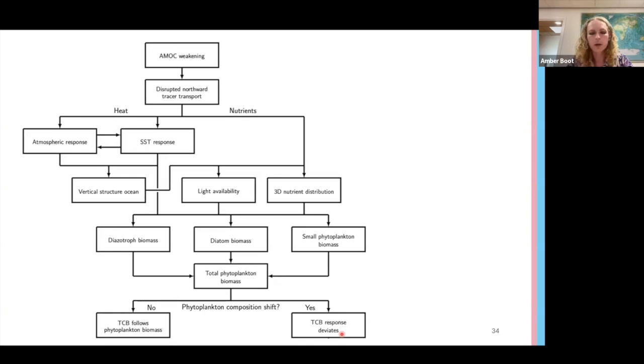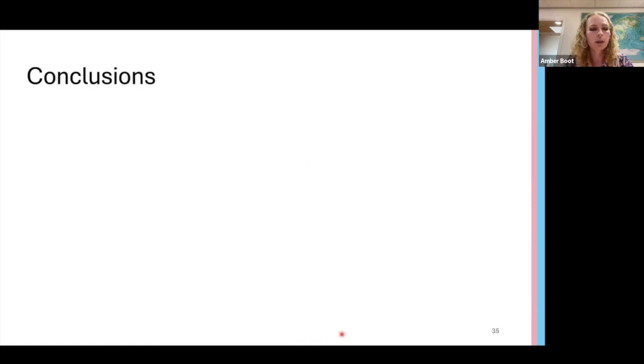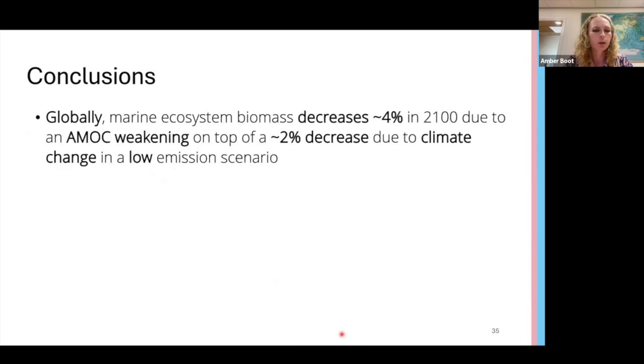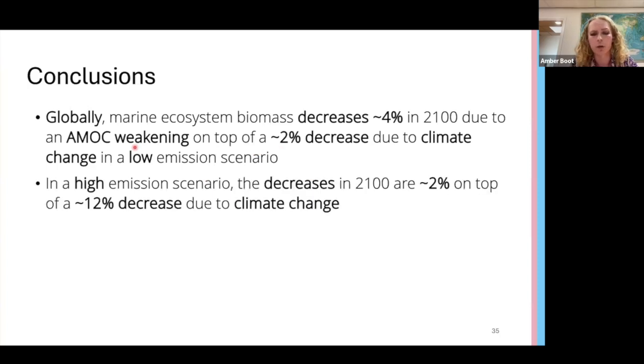Now, I've remained quite qualitative so far, but I also want to give you a few numbers. What we see globally integrated is that marine ecosystem biomass decreases by around 4% due to the AMOC weakening, which is on top of a 2% decrease due to climate change. And this all happens in the low emission scenario. And in the high emission scenario, these numbers are 2 and 12%, where the change in the 2% is in large part what happens in the Arctic Ocean. But this is globally integrated.